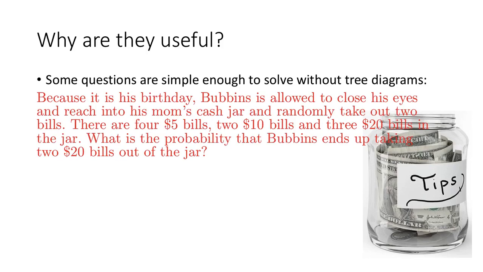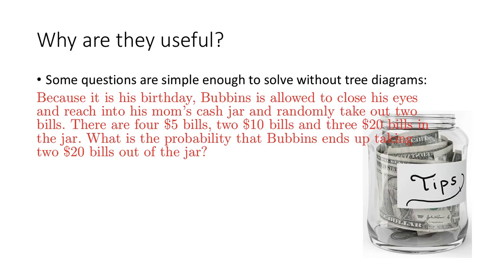In this question here, we have Bubbins, it's his birthday, and his mom says, "All right, you can reach into the cash jar because I forgot to get you a gift, and randomly take out two bills. You got to close your eyes first." So Bubbins, his eyes are closed when he's reaching in there. The jar's got four $5 bills, two $10 bills, and three $20 bills.